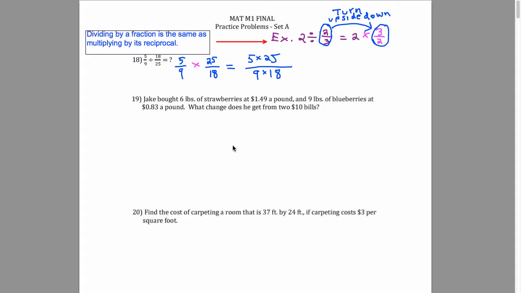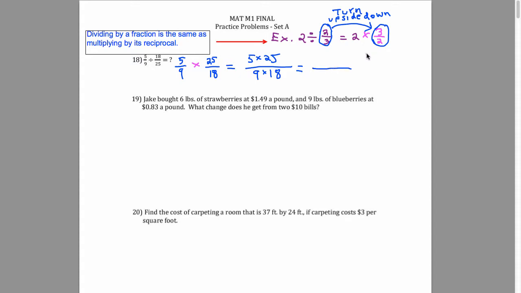When we try to reduce, we'll see the only number that goes into 5 is 5. 5 does not divide evenly into 9 or 18. The only numbers that divide into 25 are 5 and 25. Neither one of those divide evenly into 9 or 18. So we see this cannot be reduced. So it's time to multiply it out.